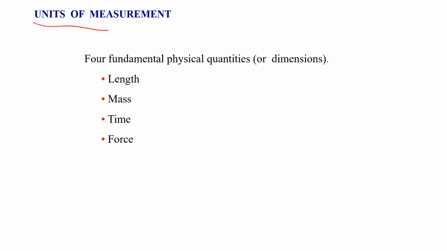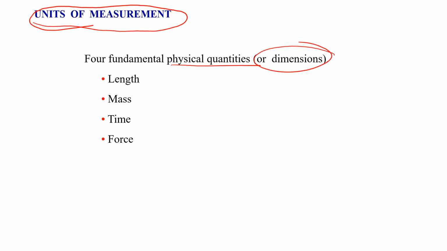So we will focus on two unit systems of measurement, but before that we discuss some fundamental physical quantities or dimensions. The four fundamental physical quantities are length, mass, time, and force.